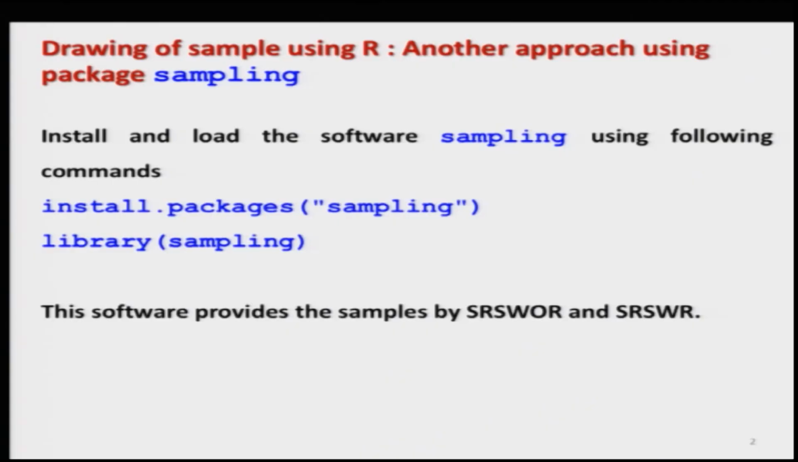In order to use the package sampling, first you need to install it. To install it, you simply use the command install.packages, and inside the double quotes within the parenthesis just write sampling, and then you have to load it with library(sampling). This package provides simple random samples with and without replacement.